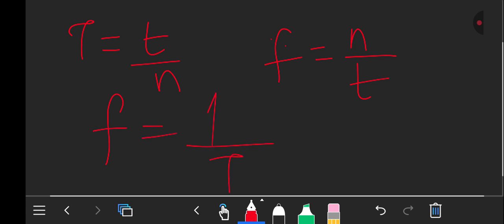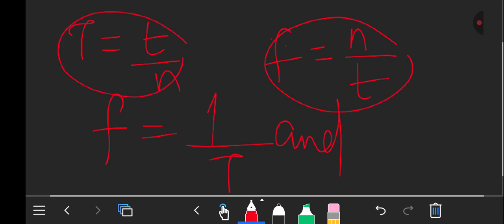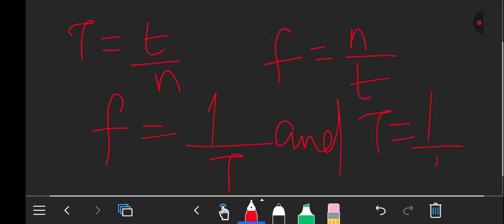Also, if frequency is the inverse of period, then period is also the inverse of frequency. So we can say period is also the inverse of what? Frequency. What does it mean? If you have frequency, you can easily calculate the period.